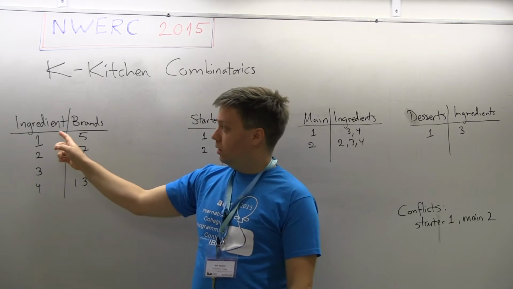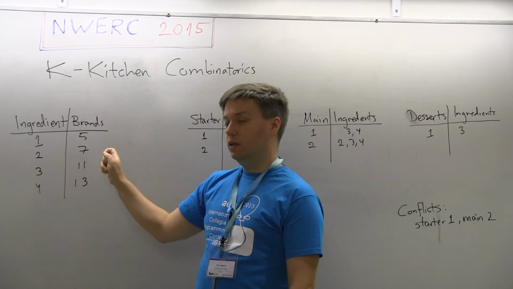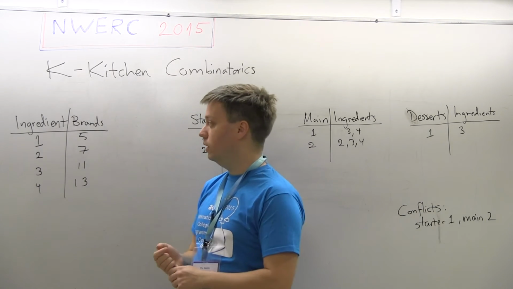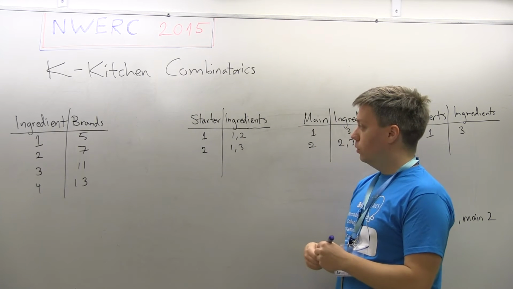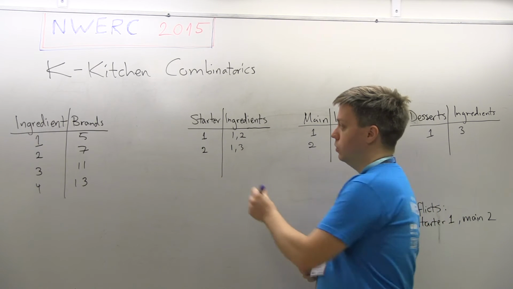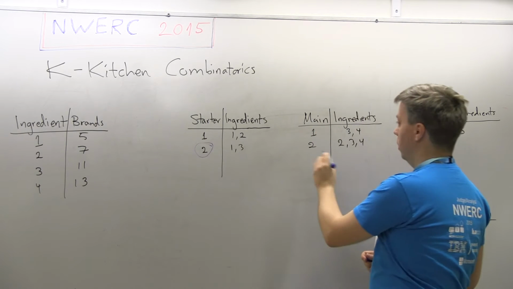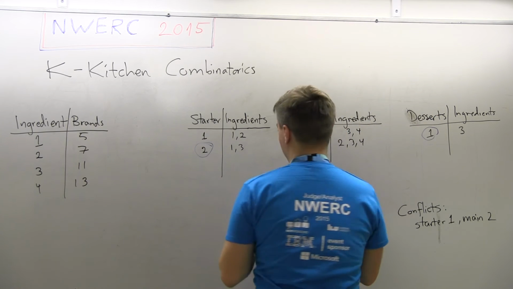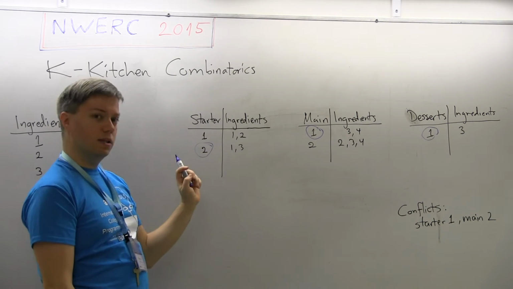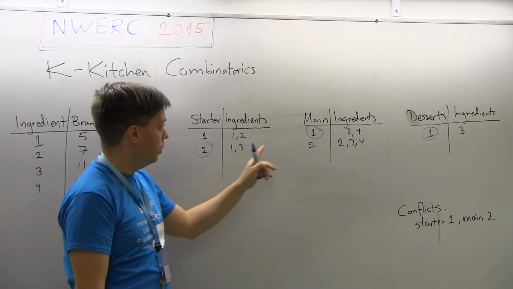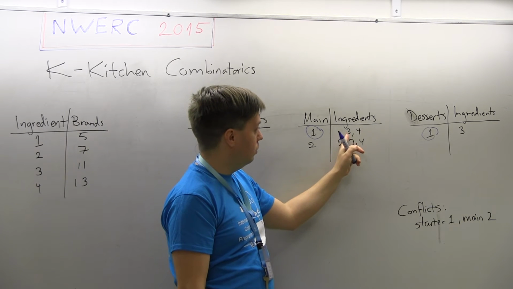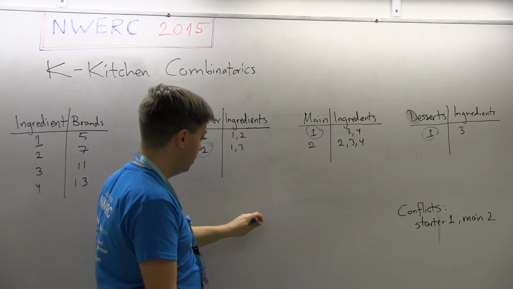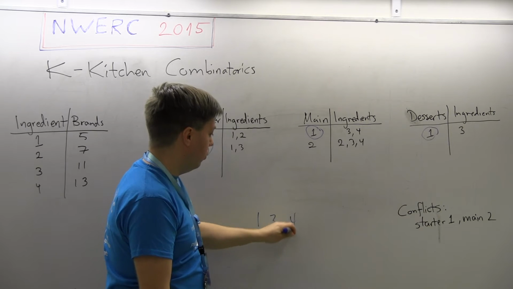For each ingredient, there were a number of brands of that ingredient, and using a different brand would lead to a different type of dinner. So, to take an example, if the chef chooses to use starter number 2, main course number 1, and then the dessert, the list of ingredients he needs to get are ingredients 1, 3, 4, where 3 is already on our list. So we need to get 1, 3, and 4.